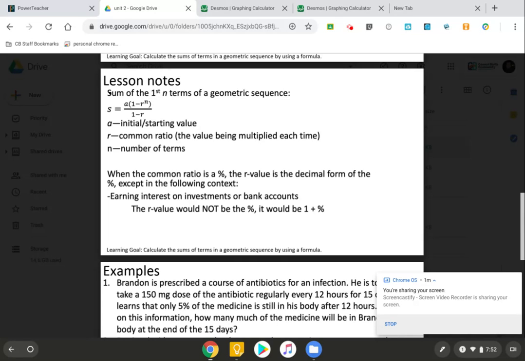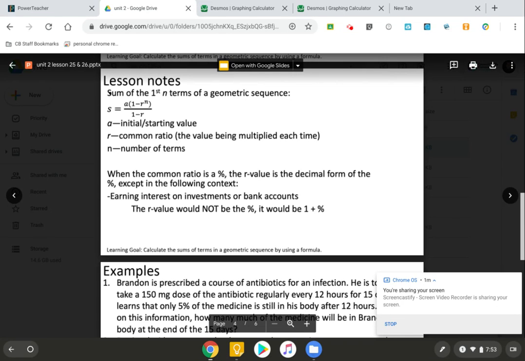So this is the formula. A is our initial or our starting value. R is our common ratio. That's the value that we're multiplying by each time. And N, which is the exponent up here, is the number of terms. So if I wanted to find the sum of the first 30 terms, like I said before, N would be 30, so on and so forth.